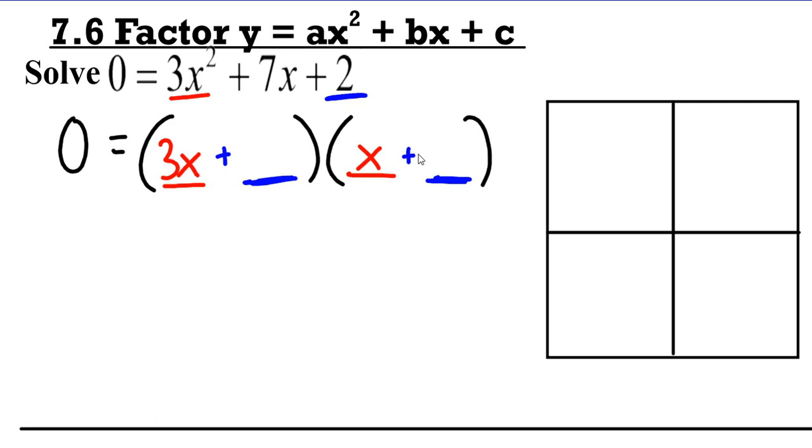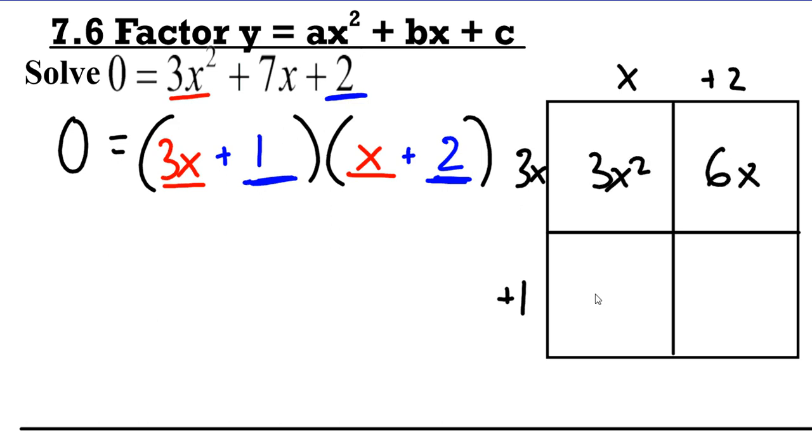Now I have 2 options. It's either a 1 and a 2 or a 2 and a 1. I'll show you it can't be a 2 and a 1 because 3 times 1 would make 3, 2 times x would make 2, and 3 and 2 would add up to be 5 and not 7. So it can't be a 2 and a 1, it's got to be a 1 and a 2. Let's use the table to check. 3x plus 1, x plus 2: 3x squared, 6x, 1x, 2. 3x squared, 7x, 2. It checks out.